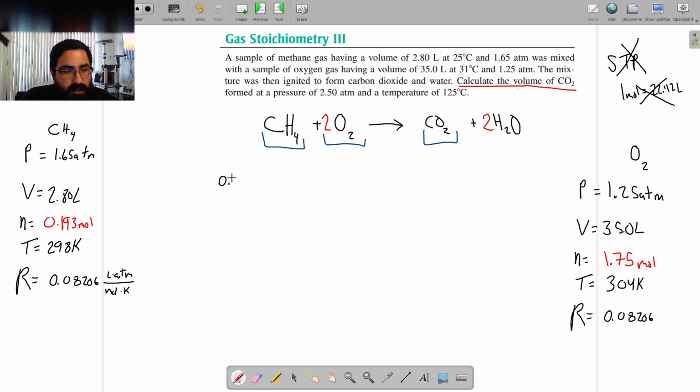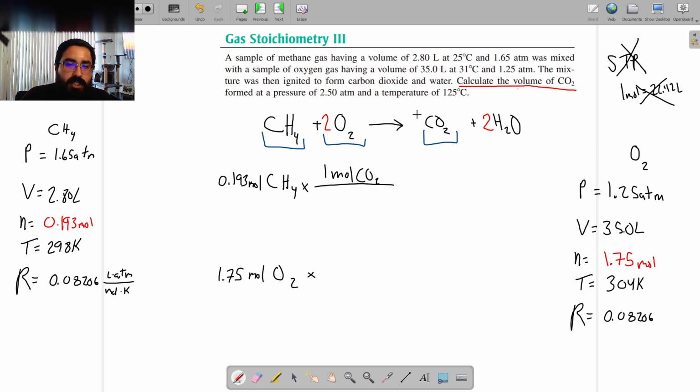So we have 0.193 moles of CH4, and we also have 1.75 moles of O2. And both of these have to be turned into moles of CO2. Where did that 1 come from, Mr. Sanchez? Imagine there's a little 1 in front of the CO2. So 1 mole of CO2 for every 1 mole of CH4. You don't have to write down the 1s. In fact, they look kind of ugly. I don't like them there.